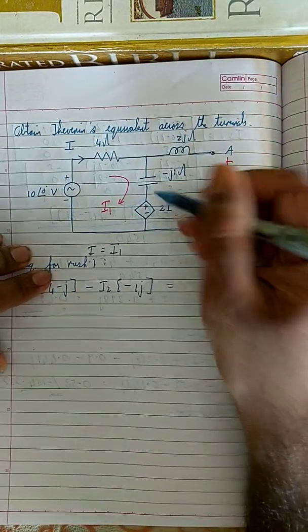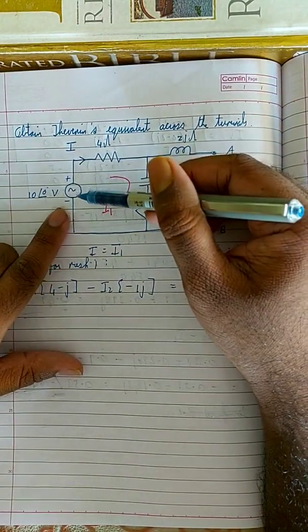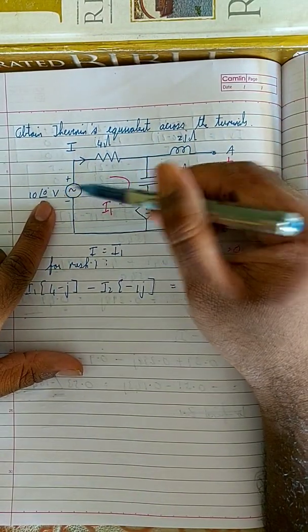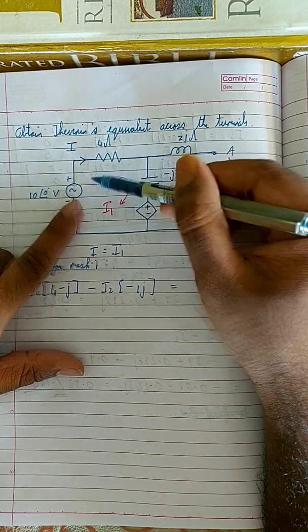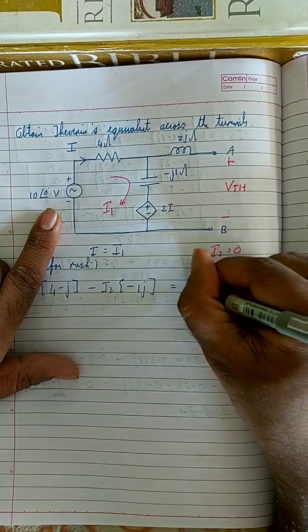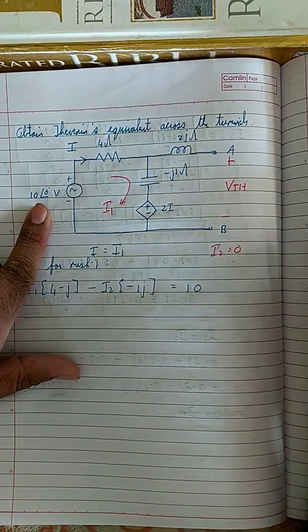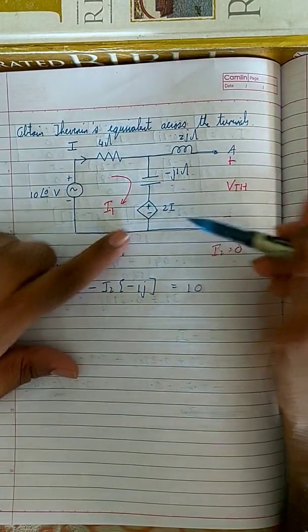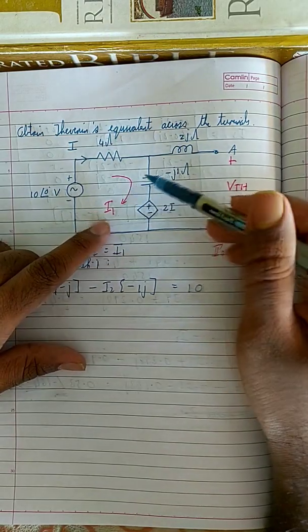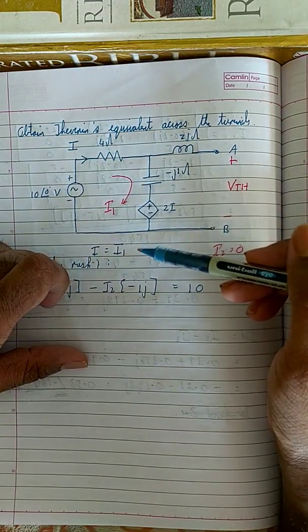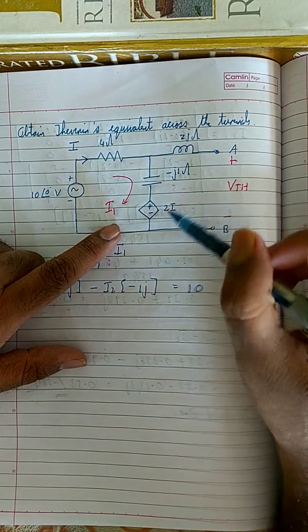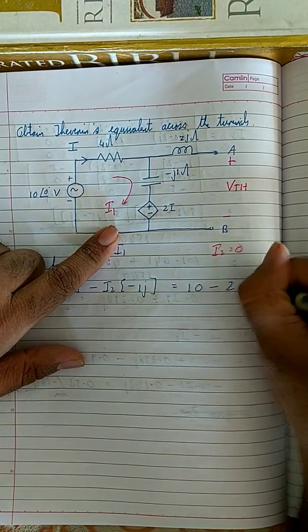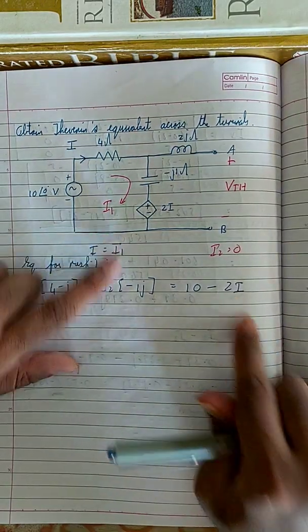Here you can see that this I1 is coming out of the positive terminal of this voltage source, which means this positive terminal is generating I1. So it is plus 10. 10 angle 0 is 10, don't forget that. And over here, this I1 is going into the positive terminal, which means this positive terminal is not generating current, it is opposing current. Therefore, this voltage source is minus 2I.